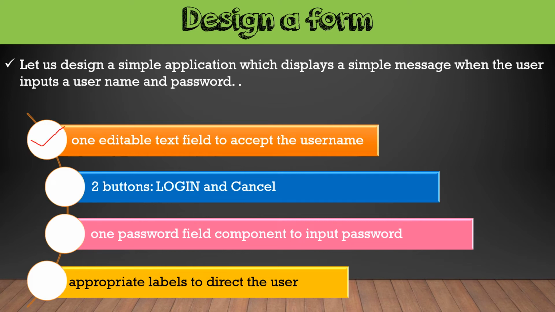One editable text field. Why? Because we have to enter the username, and this username is to be entered by the user, so that is why it should be set as editable. Then we have two buttons, login and cancel. These will be the two buttons and we will be giving coding for them. One password field component to input the password. And as we are going to use the password component, we will be adding a password field component, because we have to accept input from the user as a password. Then appropriate labels to direct the user.